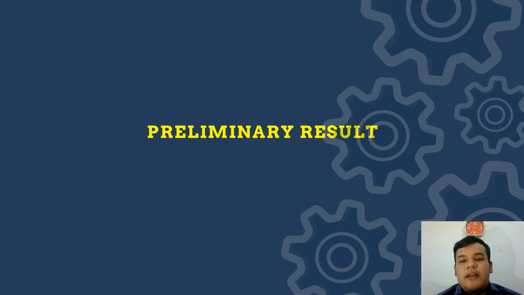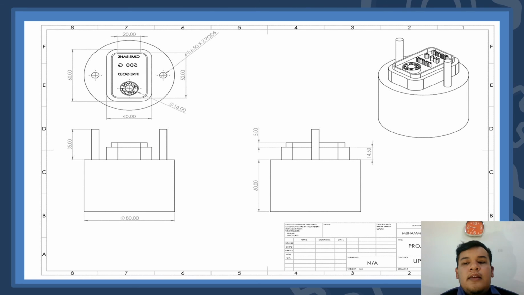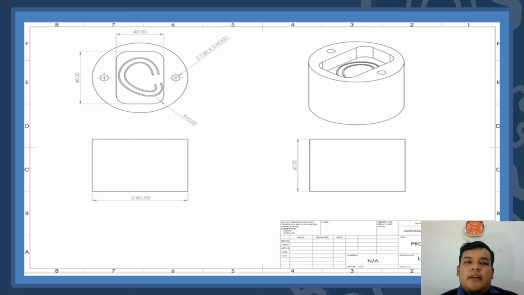Preliminary result. This is the preliminary result of the upper die shoe. It is a cylindrical shape of stamping die with a height of 60 mm and diameter of 80 mm. For the lower die shoe, it also has a dimension of 60 mm in height and 80 mm of diameter.